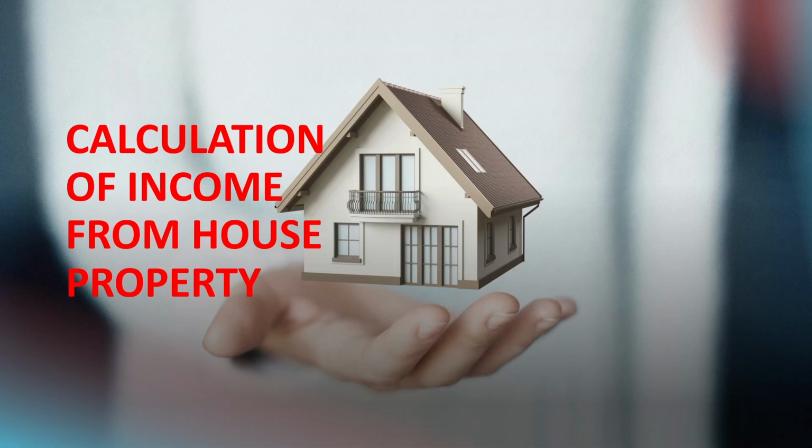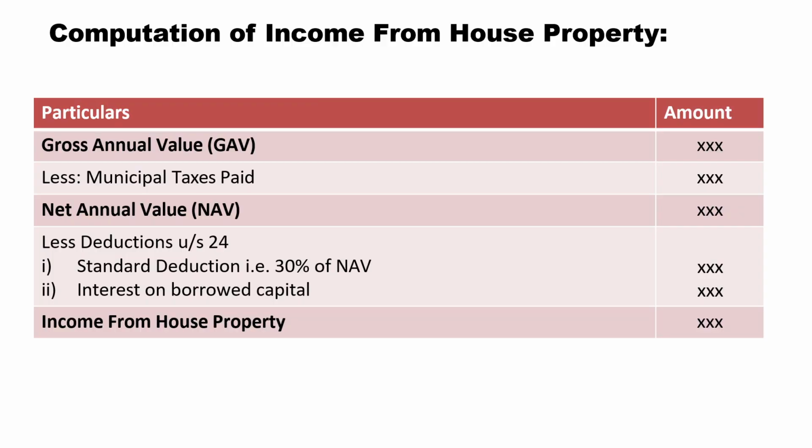Before discussing the steps, we are going to discuss the format in which we have to compute the income from house property. So dear students, this is the format. In this format, we have to calculate the income from house property. So first of all, we have to determine the gross annual value of the property. This format we are going to discuss first for the income from let out house property, and then I will explain how to compute the income from the self-occupied house property.